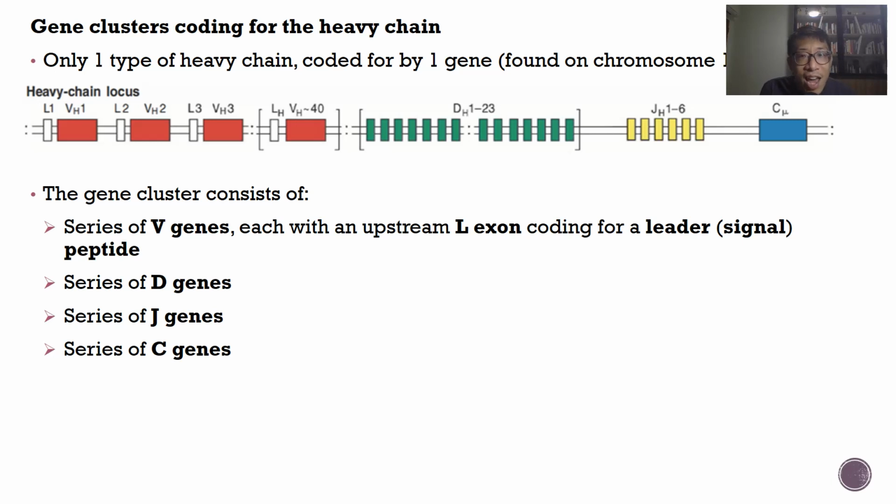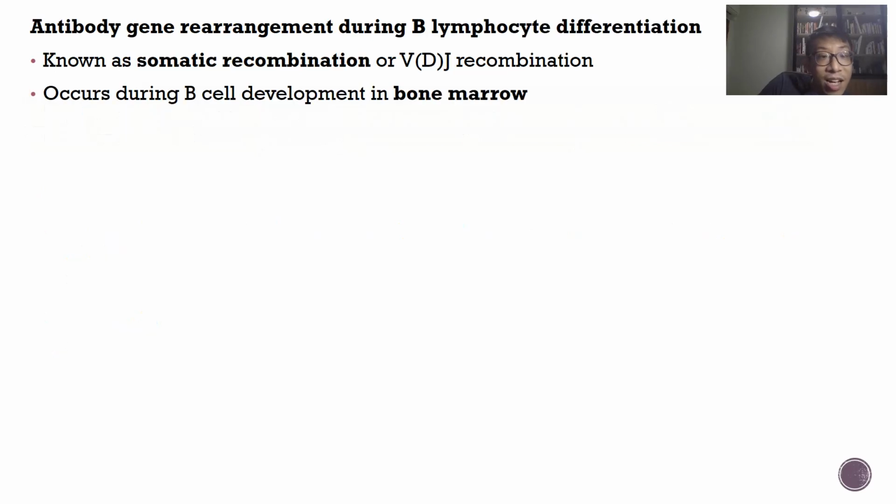For the heavy chain, there is only one gene that codes for the heavy chain polypeptide, and it's also a cluster of genes. We also have the V genes, and similarly, it has an L exon that codes for the leader or signal peptide. There is an additional D gene that is not found in the light chain gene clusters. After that, there's similarly a series of J genes and a series of C genes. So this is VDJC for the heavy chain gene cluster.